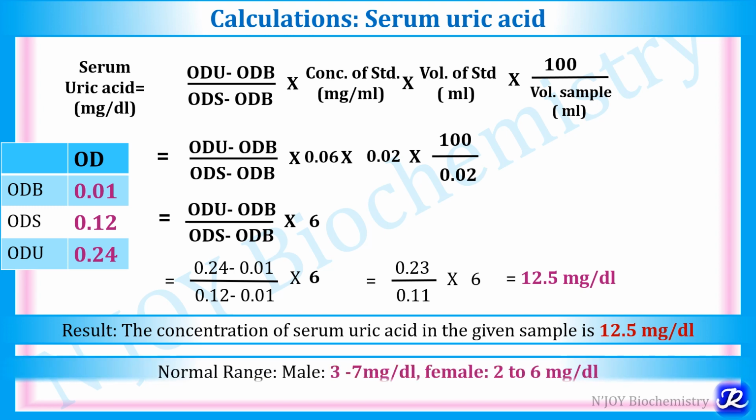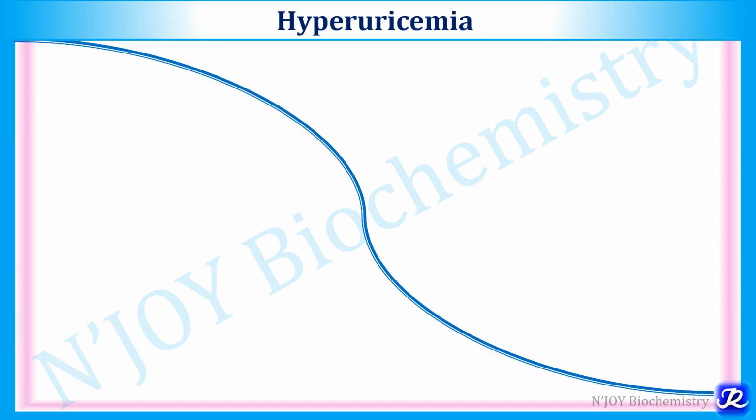Now we have to write the normal range. The normal range in males is 3 to 7 mg per deciliter, in females it is 2 to 6 mg per deciliter. So definitely it is increased. So this is the case of hyperuricemia. Now let's see the various causes of hyperuricemia.